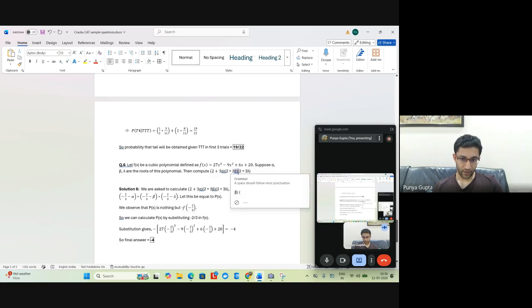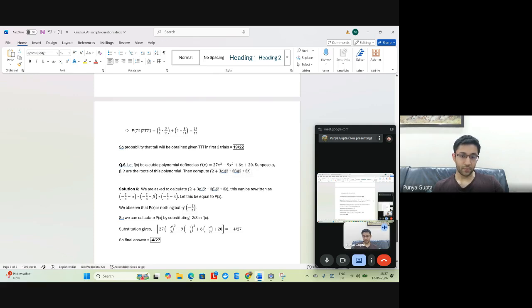So if we have to find this expression, we just have to divide this by 27. Right, so the trick is that this helps us to evaluate this expression. Let us call this P of x. Now we observe that P of x is nothing but negative of f of minus 2 by 3, because f of minus 2 by 3 is nothing but this expression that we are asked to find. So now we can just substitute minus 2 by 3 in f of x and divide by 27, which will give us the expression that we are being asked to find.